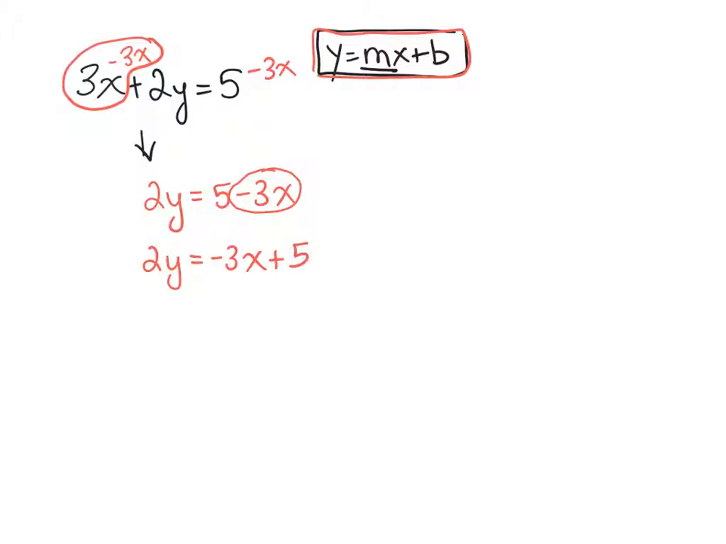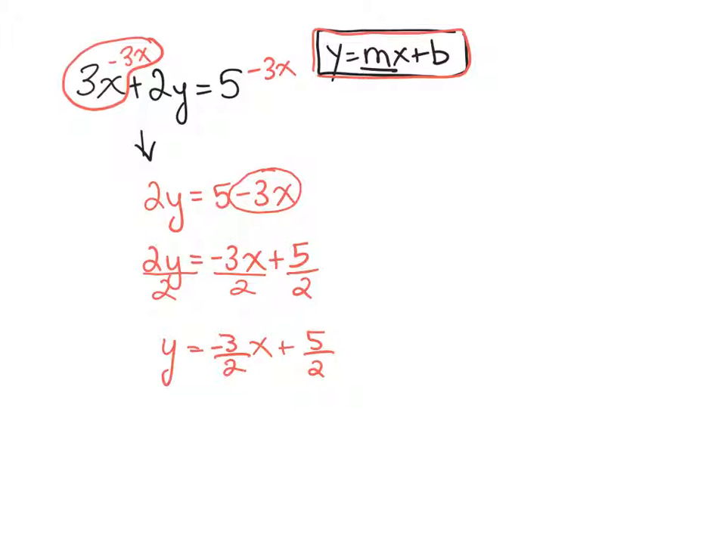And then I want to isolate y. To get rid of this 2, since it's 2 times y, I'm going to have to divide each term by 2. It's a bit of an ugly looking one. But now I know 2 divided by 2 will just be 1y. And then I'll have negative 3 over 2x plus 5 over 2.